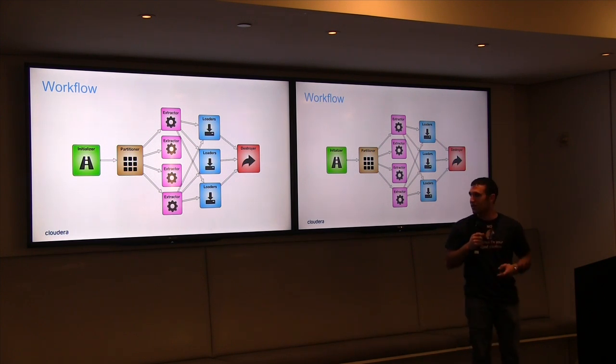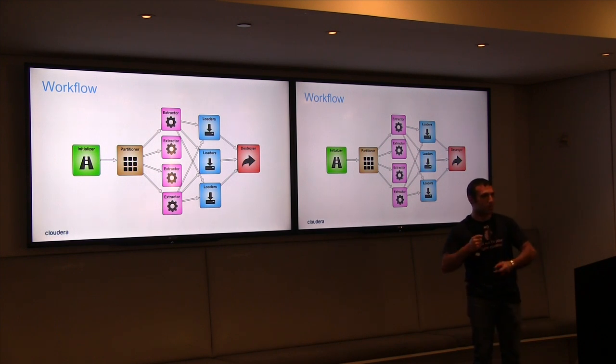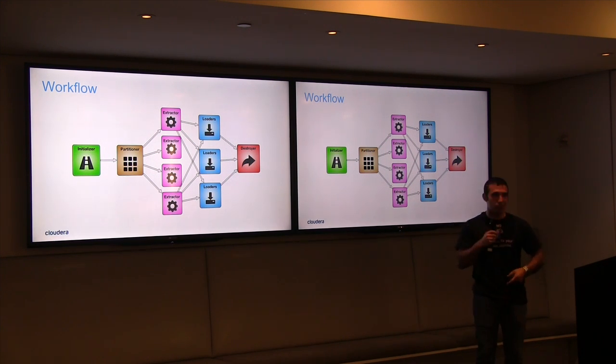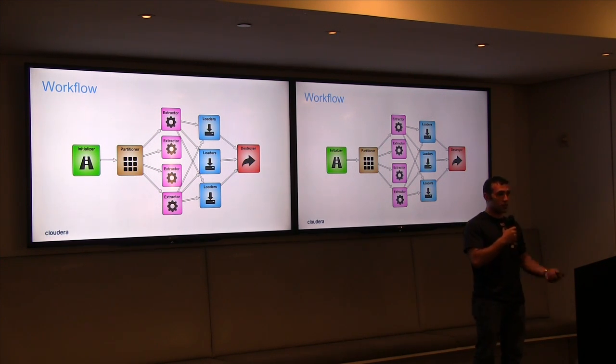So the partitioner is basically the thing that handles your input splits. And the extractor is something that runs in the map phase, and we're reading data out of your data source. And then the loader is something that actually takes the data that we've extracted, and that's actually in the output format.